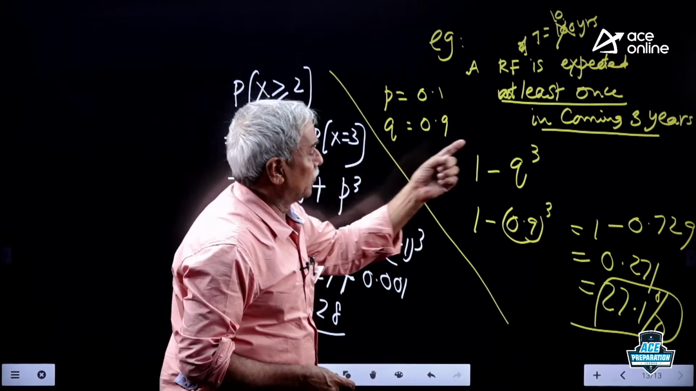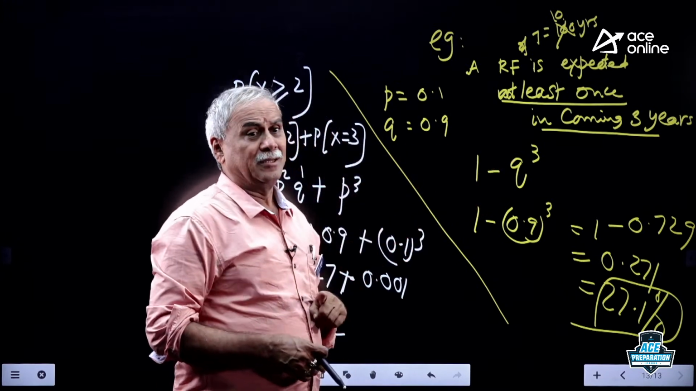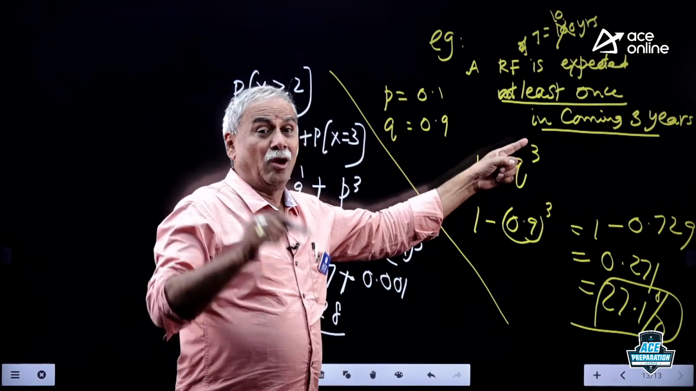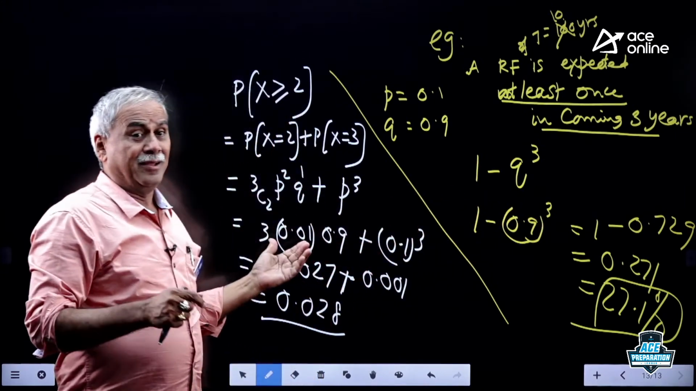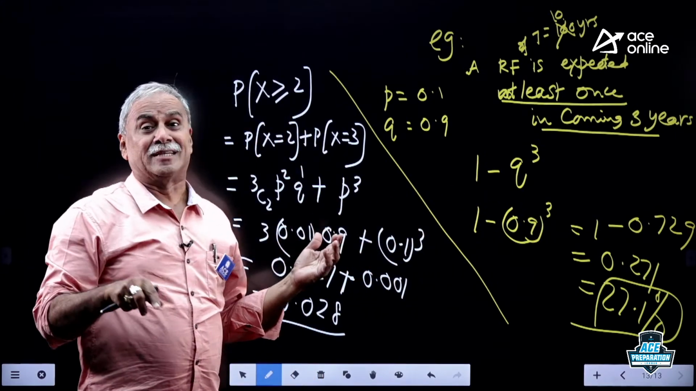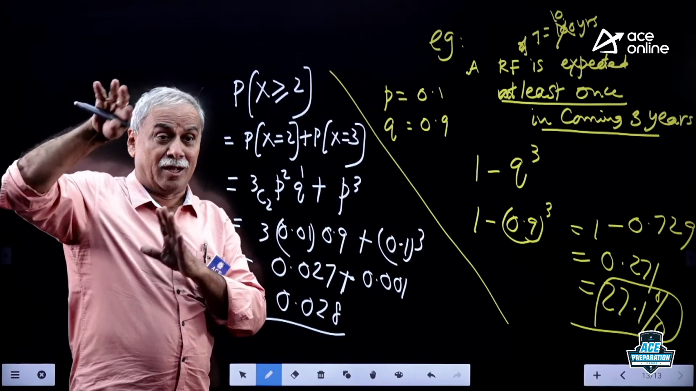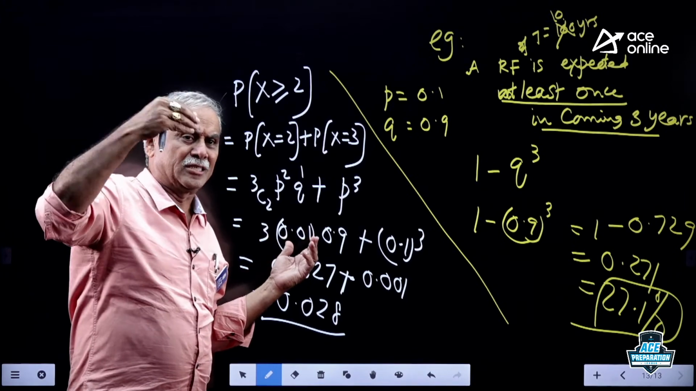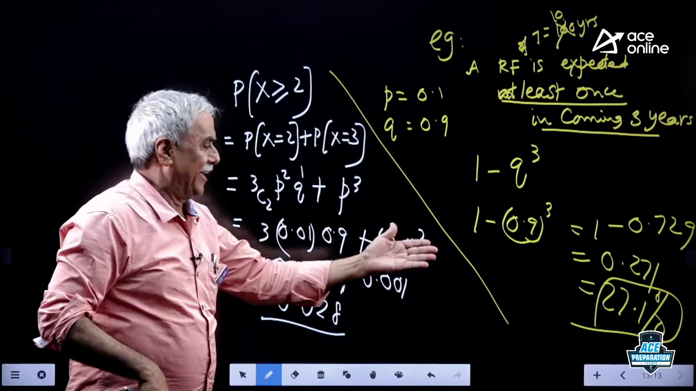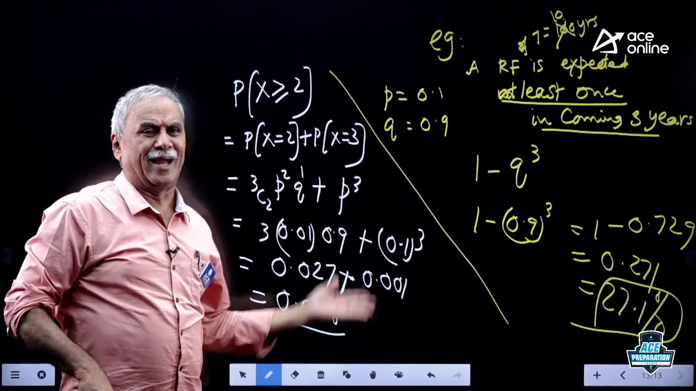Here, at least once in the coming 3 years, definitely this value is higher. Here, at least twice in the coming 3 years: if possible all the 3 years, otherwise at least 2 times, 2 times and 3 times. Your chances are going to get reduced. There, 27%, here only 2.8%.